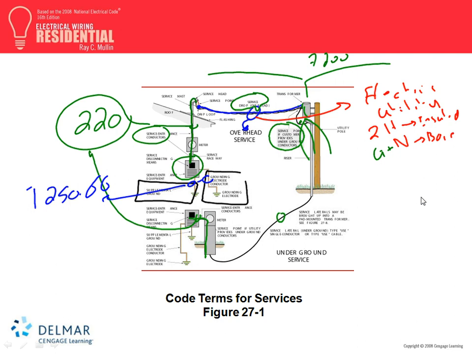We always create our own neutral bond. We always create our own bonding to the neutral. We create our own grounding electrode system. The same way, guys, if we're here, we're going to size these conductors based on 250.66. Any questions about the service?